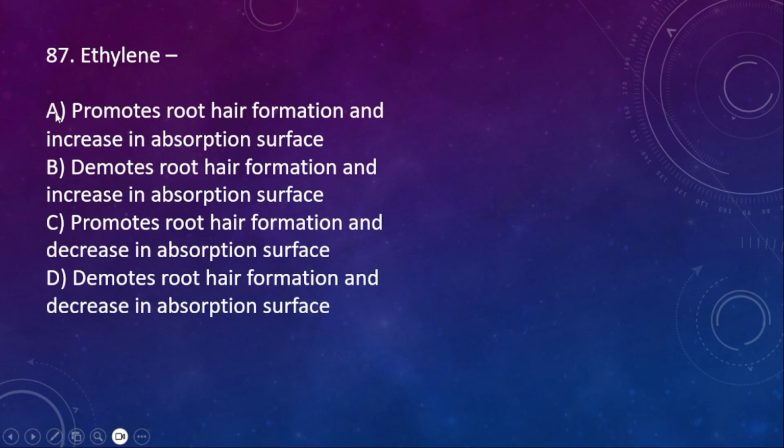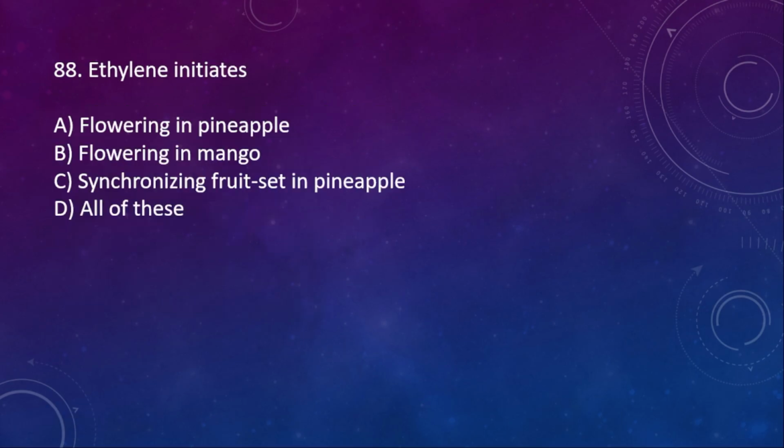87. Ethylene: option A, promotes root hair formation and increase in absorption surface. B. Demotes root hair formation and increase in absorption surface. C. Promotes root hair formation and decrease in absorption surface. D. Demotes root hair formation and decrease in absorption surface. So ethylene is helpful to promote root hair formation and increase the absorption surface.